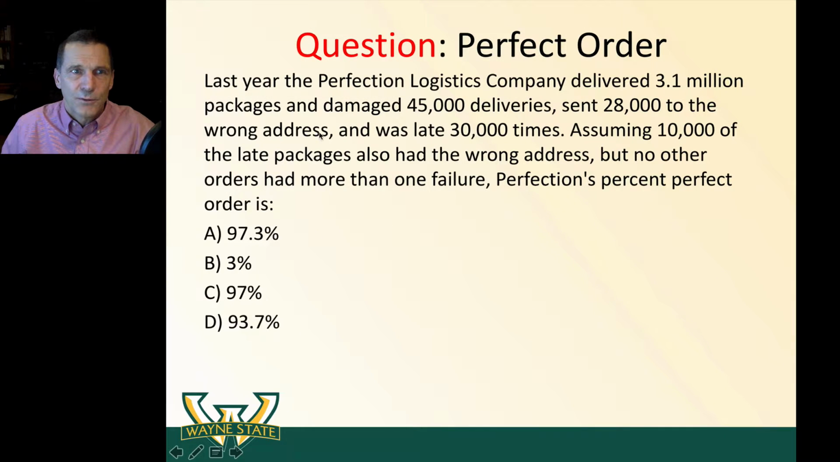Here's a question for you to work out. Okay, so get out your calculator. So last year, the Perfection Logistics Company delivered 3.1 million packages and damaged 45,000 deliveries, sent 28,000 deliveries to the wrong address, and was late 30,000 times. Assuming 10,000 of these late packages also had the wrong address, but no other orders had more than one failure, Perfection's percent perfect order is, and how do we find that?